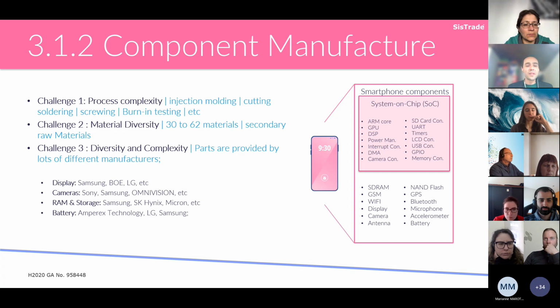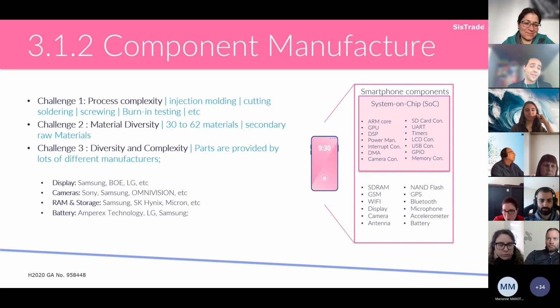So in the process complexity, each of the components of our smartphones goes through a lot of different processes, from injection molding, soldering, cutting, the burn-in testing of the chips, screwing. So there are a lot of complex processes. Regarding the diversity of materials, we know that they include from 30 to 62 materials, and some of them already include secondary raw materials. So this means that we probably have half of the periodic table in our smartphone.